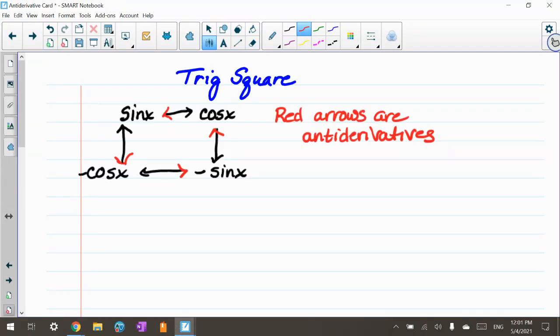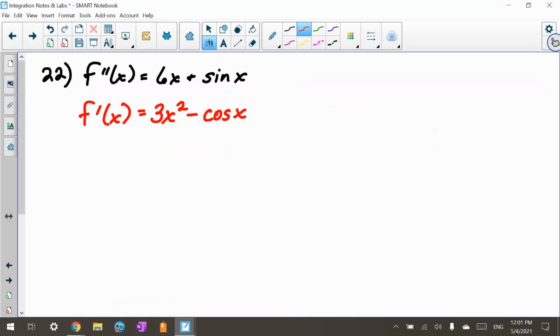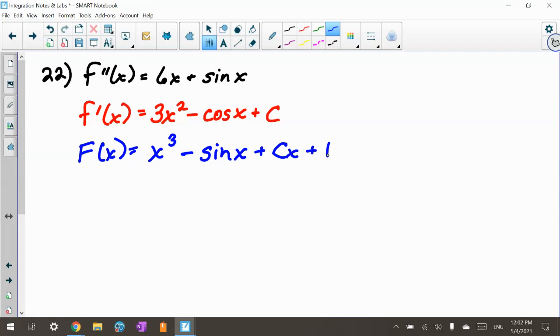So if they ask you for the antiderivative of sine x, you're going to go this way, so it's minus cosine x. I love that trig square. So let's go back, and then I've got a plus c. They want us to go one more back to our original function, so I'm going to change it to capital F of x. Do the antiderivative again, it turns to x cubed, and then minus sine of x, use your trig square, plus cx plus d.